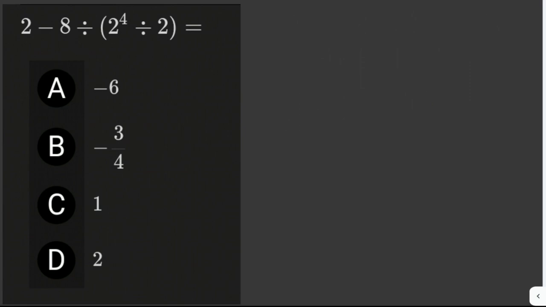2 minus 8 divided by (2 to the 4th divided by 2) equals. So in this case, let's recall the order of operations. We can use PEMDAS. So we perform the operations inside the parentheses first, and then exponents, multiplication, division, addition, and subtraction. So in this case, we have 2 to the 4th divided by 2 inside our parentheses. So we need to perform this operation first.